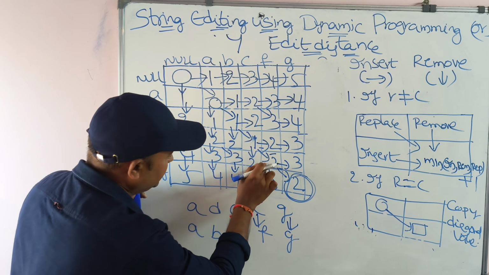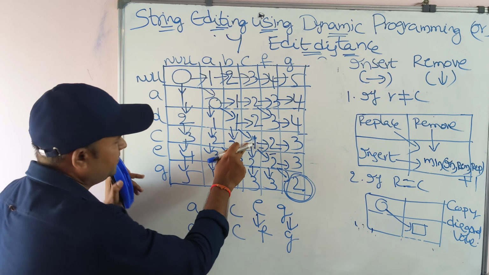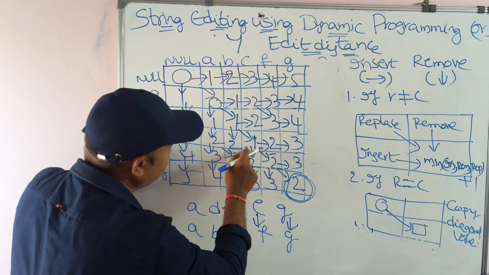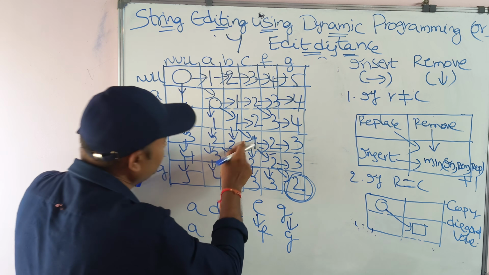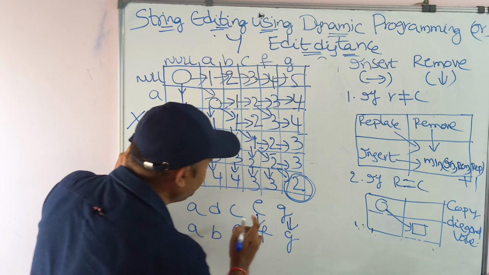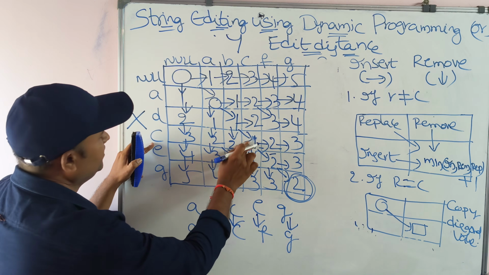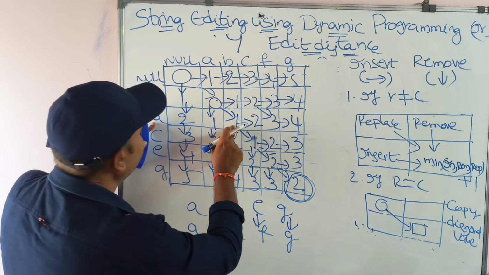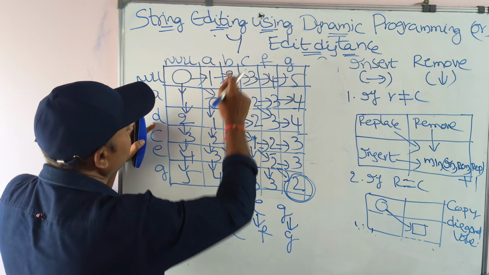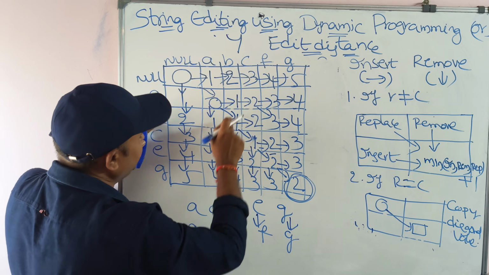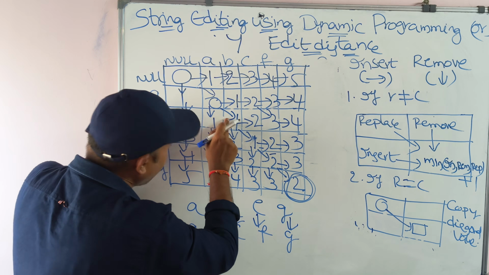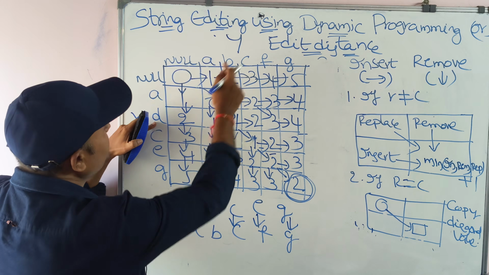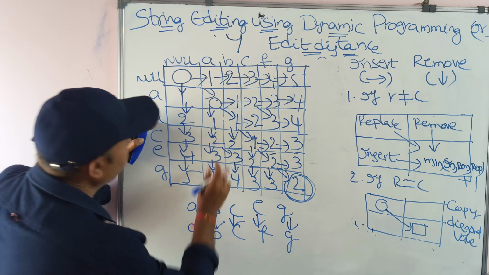Next, this 2 is coming from this one. Here the characters are CC, same characters, and here we have diagonal. Same character diagonal means copy operation. So copy the value. Next here we have 1. This 1 is coming from this one. Let us check the characters: DB, different characters, and here a diagonal arrow. Different characters diagonal means replace operation. So replace D by B.